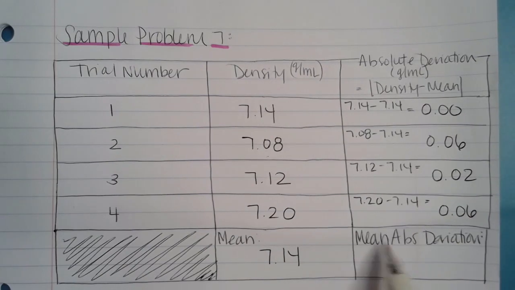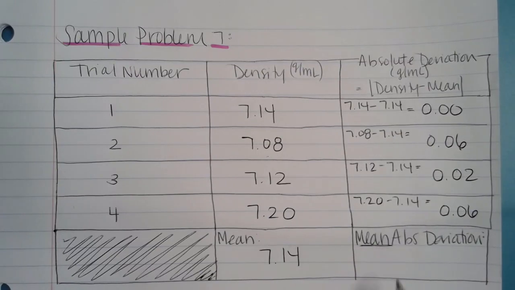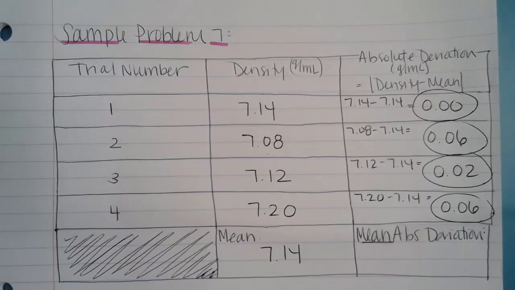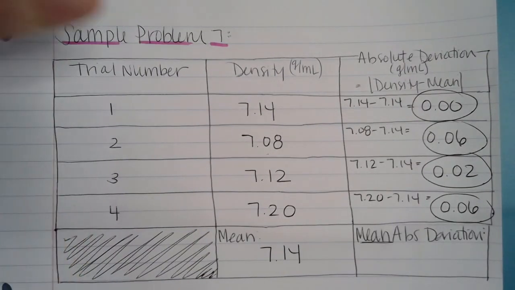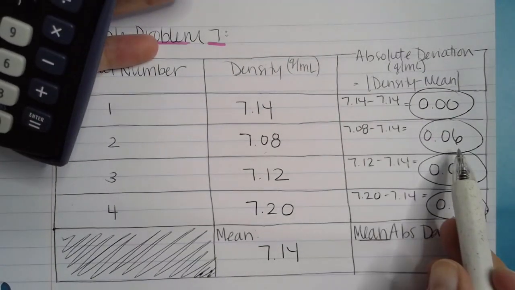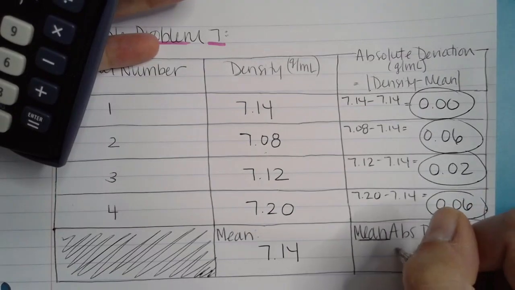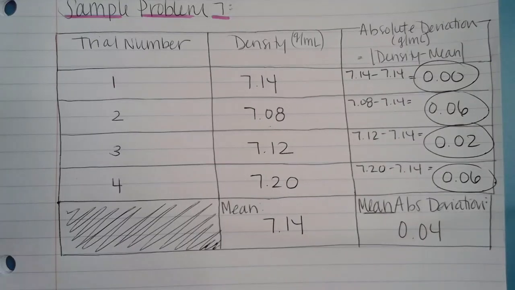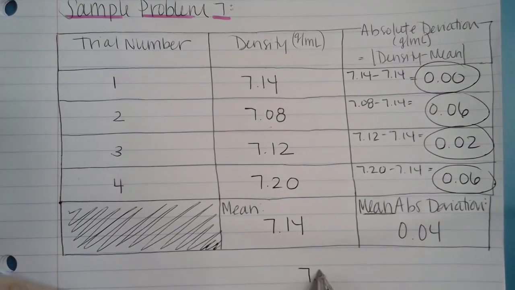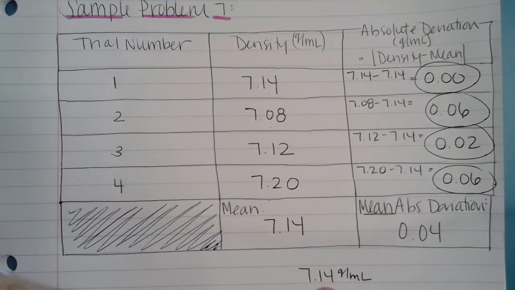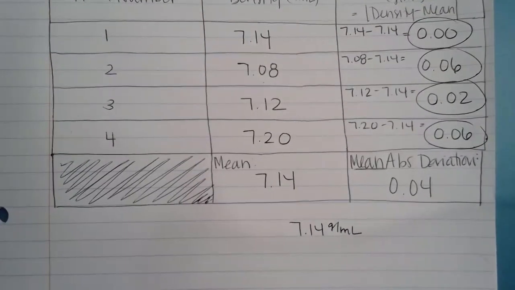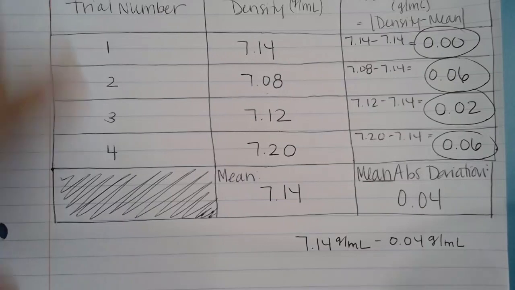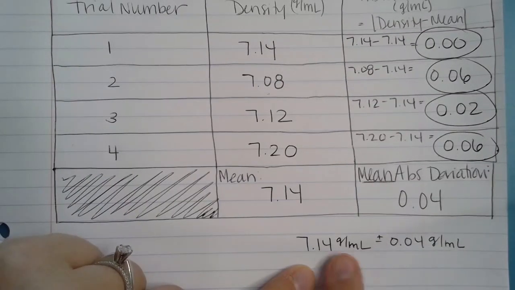Now we want to find the mean absolute deviation. So we want to find the average of all 4 of these numbers. So let's find the average there. And when we do that, we should have one significant figure in our answer. I'm going to round this to 0.04. So what this means is that, and I'll write this out here, on average, the density is about 7.14 grams per milliliter, and most of our densities that we calculated lie within this range.